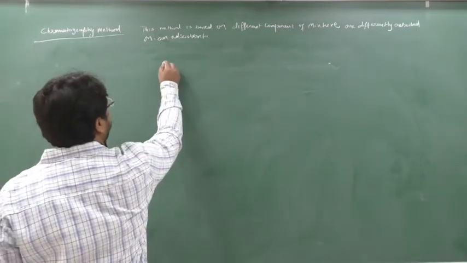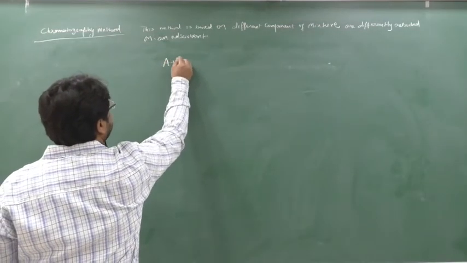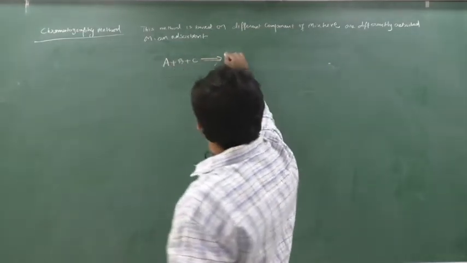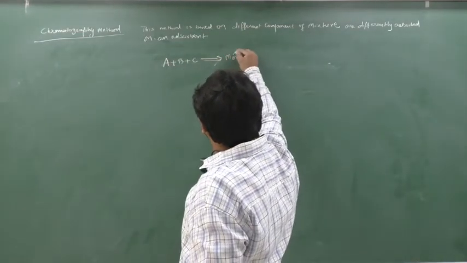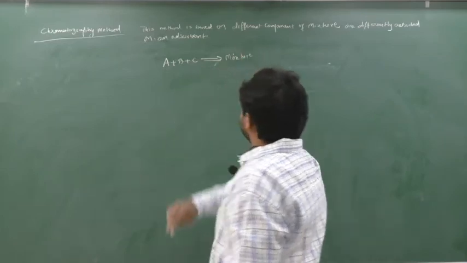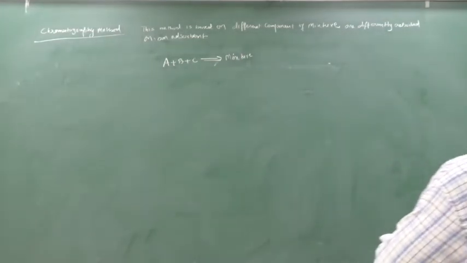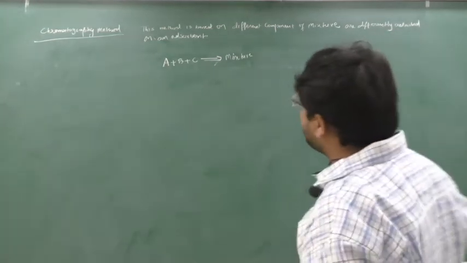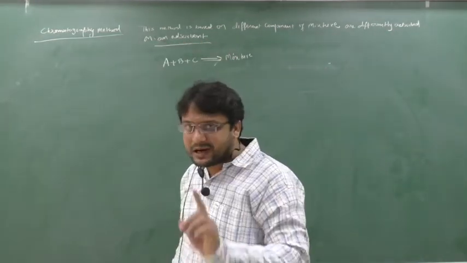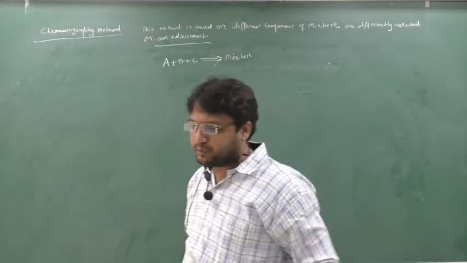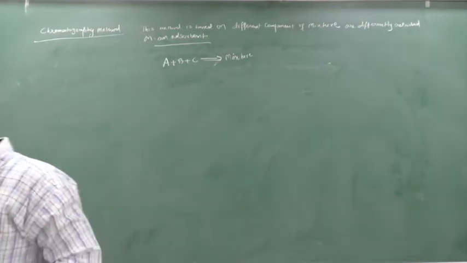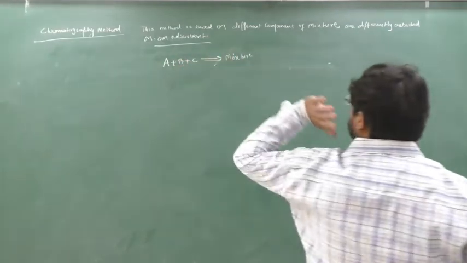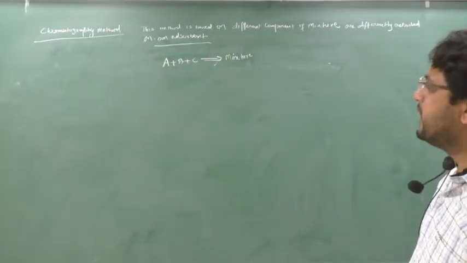Suppose I have formed a mixture A, B plus C, by taking 3 components. So this mixture is adsorbed differently on an adsorbent. An adsorbent means only one adsorbent we are using here. Only one adsorbent we are using to separate these 3 components of a mixture.